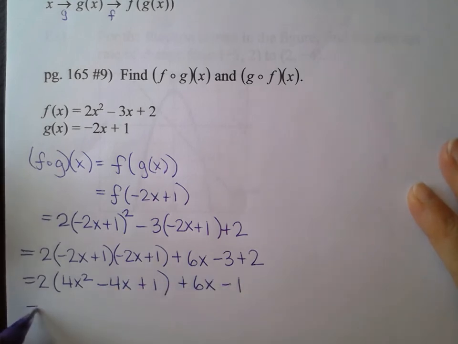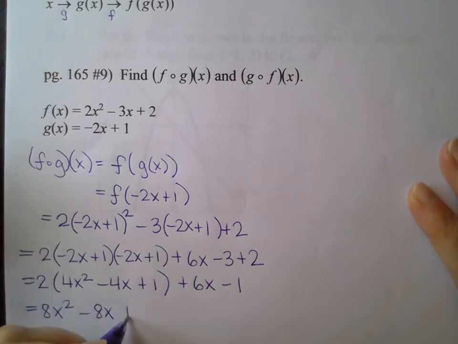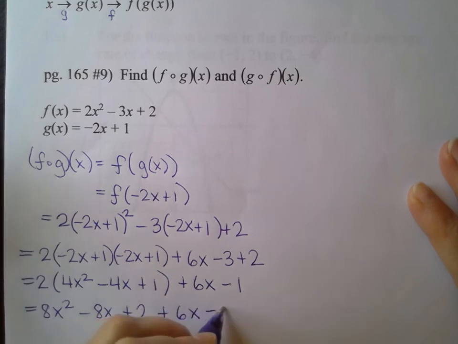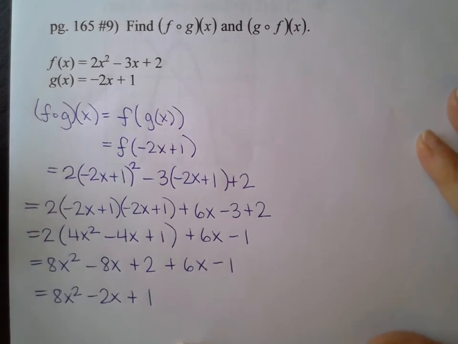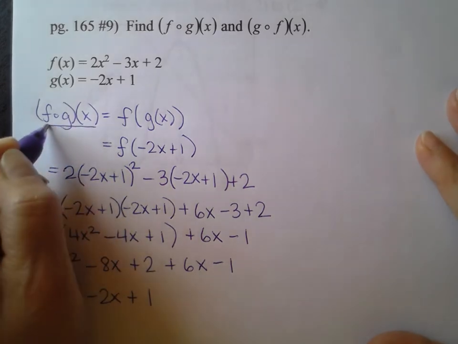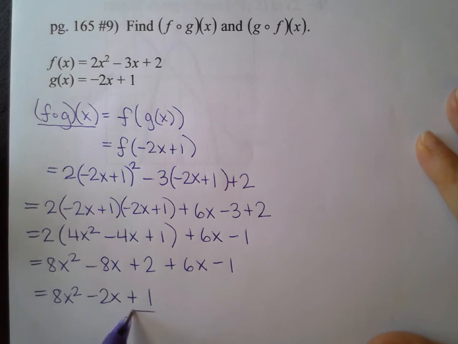And now I'm going to multiply all of that by 2. So that's going to give me 8x squared minus 8x plus 2 plus 6x minus 1. So altogether, this new function will be 8x squared minus 2x plus 1. And so this is f compose g of x, right? This is what I was trying to find, and this is what I got as my result.